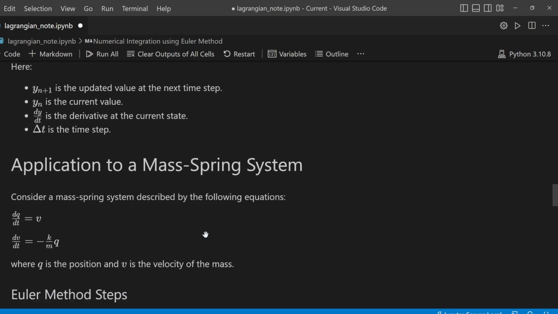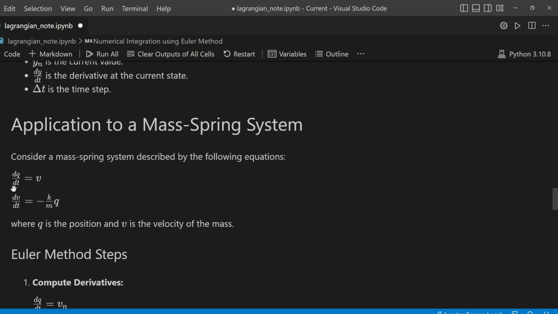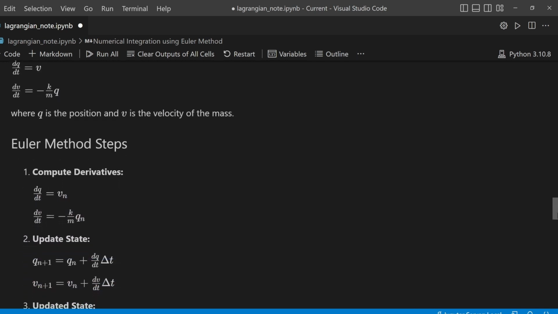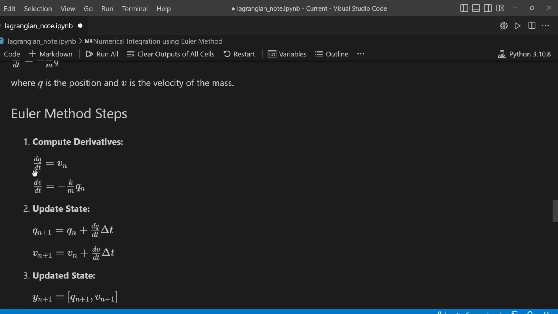Okay, so we have a system of two ODEs, very simple, where on one side we have the velocity dq over dt and the acceleration dv over dt, or the second derivative of q over dt squared, and on the right side we have the velocity and the position q. So what we are going to do is compute the derivatives dq over dt, which we will be calling Vn, and dv over dt, which is the same as the acceleration, will be equal to minus k over m times qn.